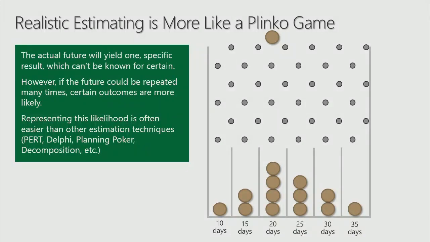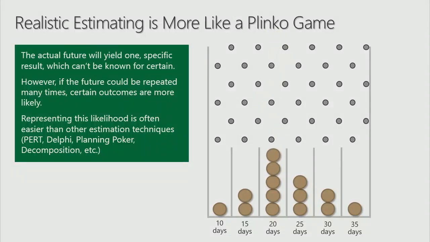It's just fascinating, this idea that I don't know where that ball is going to fall, but I do know a range. And very much like the Plinko game, realistic estimating deals with that uncertainty. We know once we start executing our project, it's going to have one outcome, but we don't know what that outcome is yet. We don't have a crystal ball. However, if we could do that project over and over again, we would start to see some likelihoods, or if we did an estimation a little bit differently, we could try to predict those.